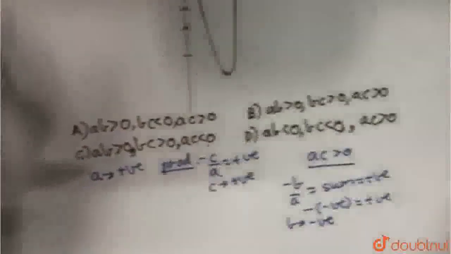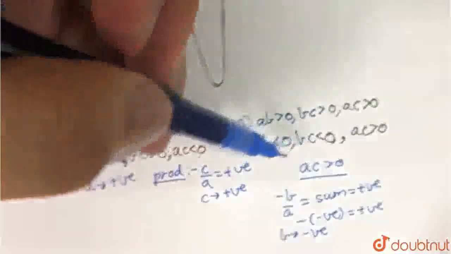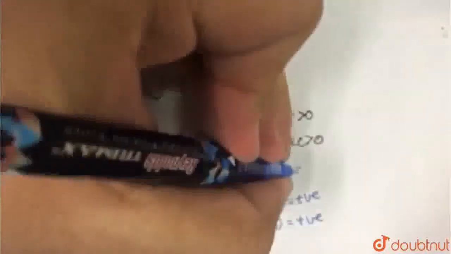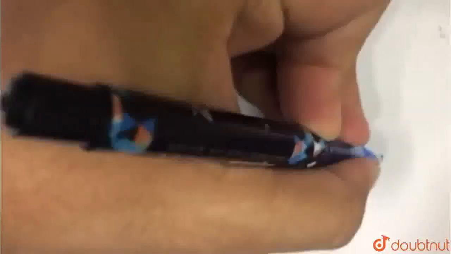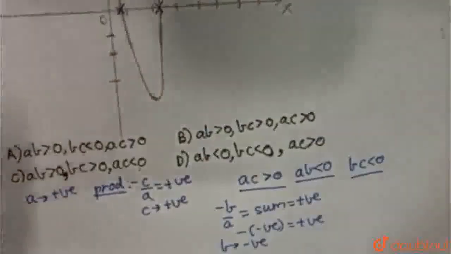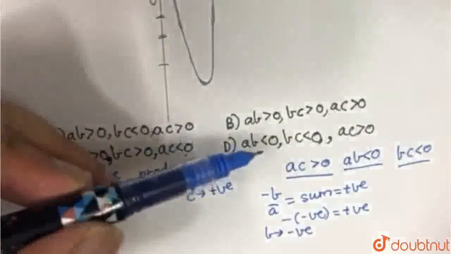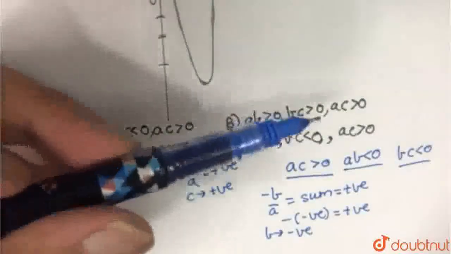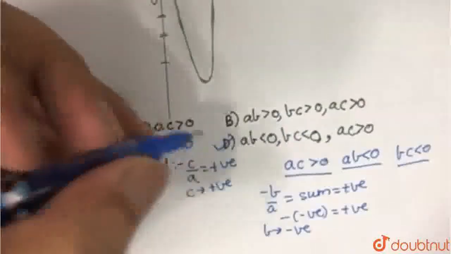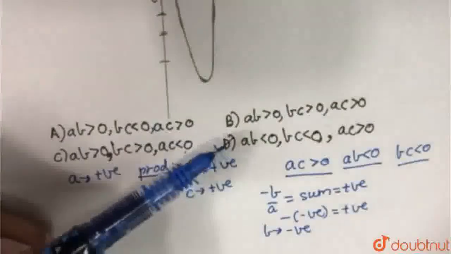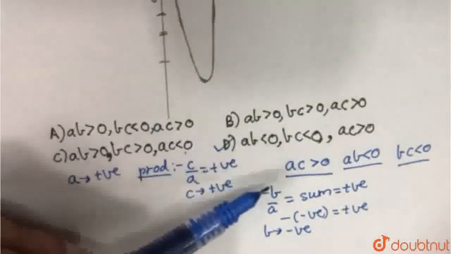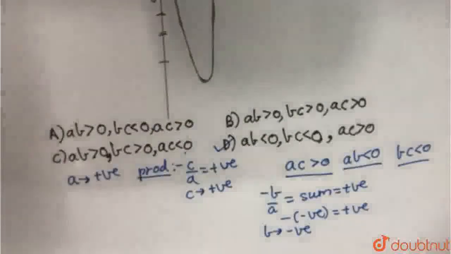So obviously AC is positive, AB is negative because A is positive and B is negative. Similarly, BC is also negative because B is negative and C is positive. We get this in our option D, which says AB is less than 0, BC is less than 0, but AC is greater than 0. So D becomes our answer. Why have we done this? Because B is negative. Because if B is negative, then only negative into negative can be positive.